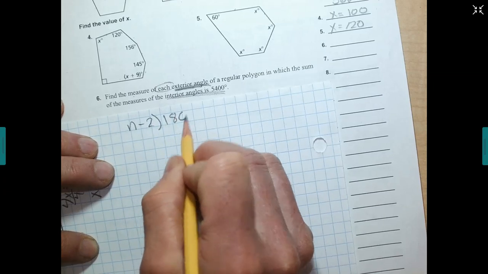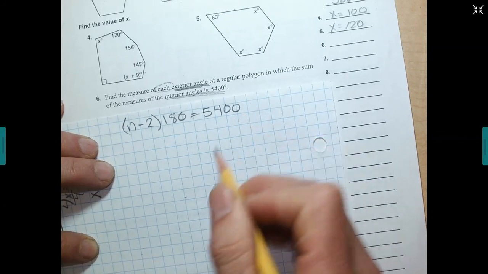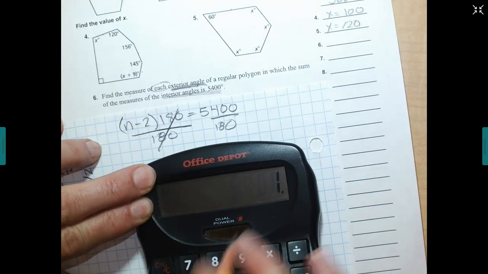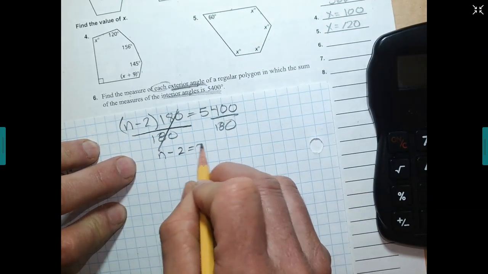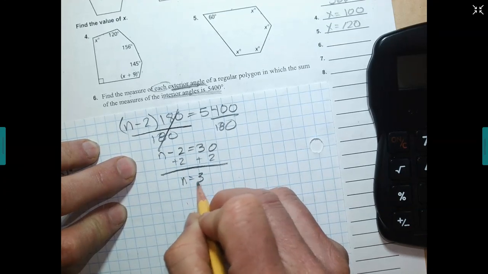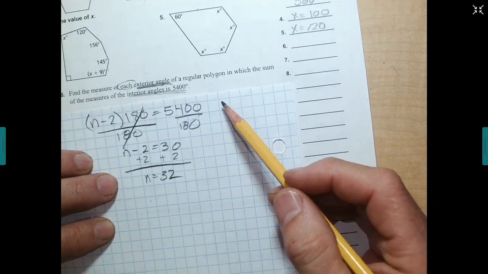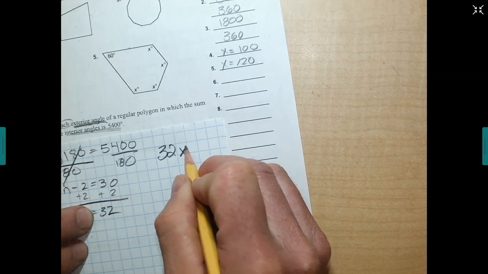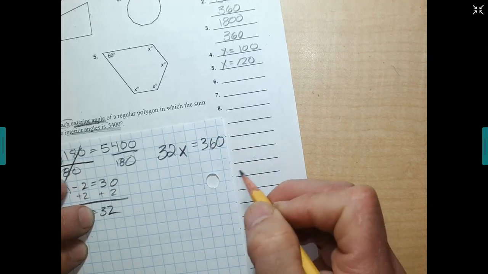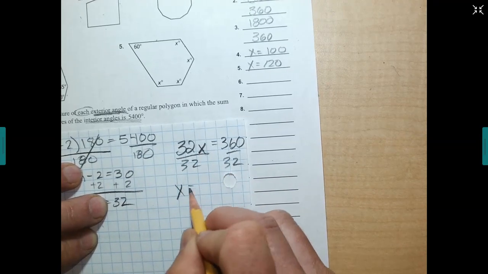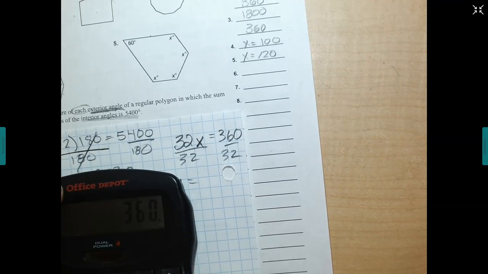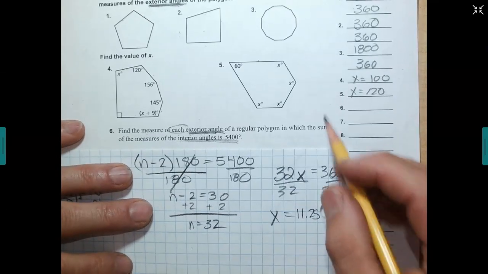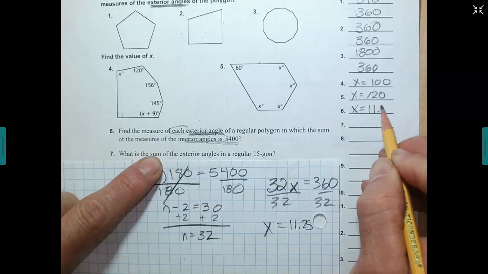N minus 2 times 180 equals 5,400. So divide by 180: 5400 divided by 180, get 30. N minus 2 equals 30, so N equals 32. Now, I know that the total exterior angle sum is 360. So I have 32 angles. So 32 times the angle equals 360. Divide, x equals 11.25. So for number 6, x equals 11.25.